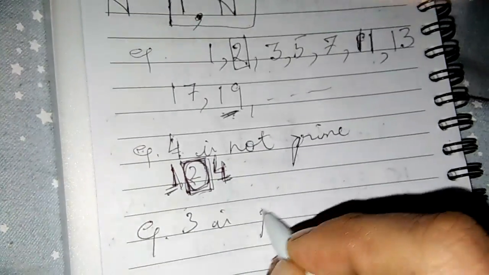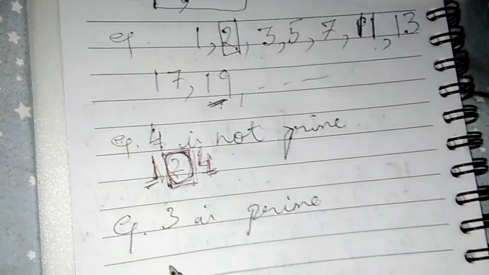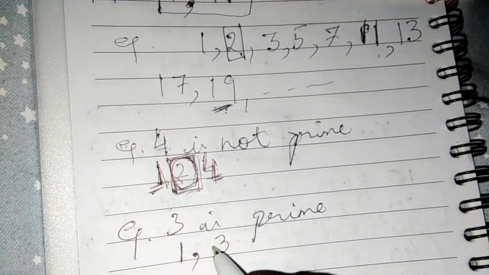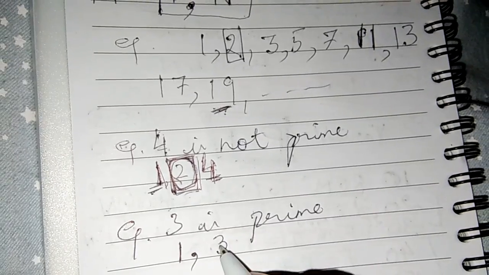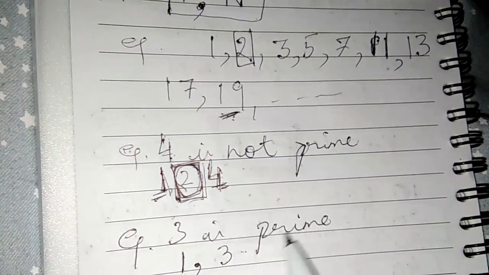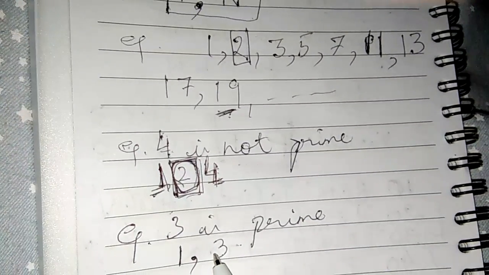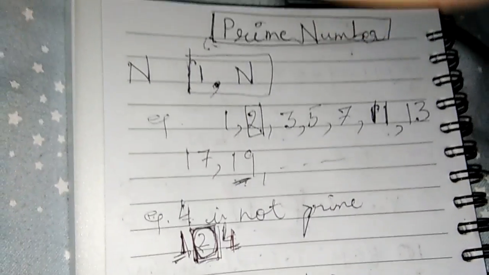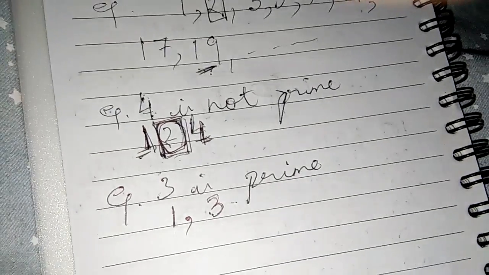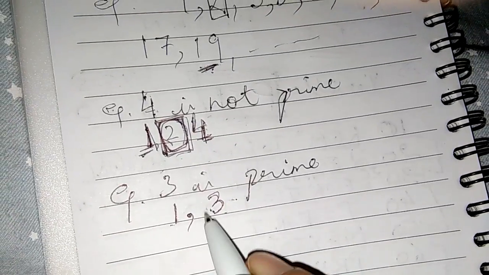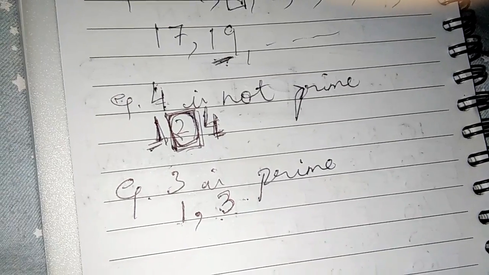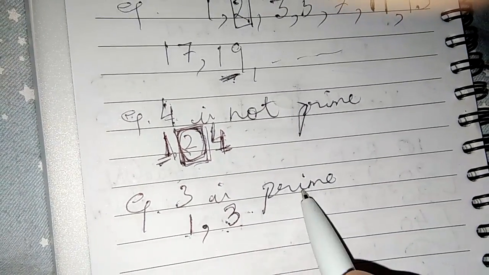For example, 3 is prime because it is divisible by only 1 and itself, and it has no other factor in between. Because 3 is so small, other bigger numbers will not be able to divide 3. But when we talk about the factors, we don't have any other number other than 2 in between 1 and 3, and 3 is not divisible by 2. So 3 is a prime number.